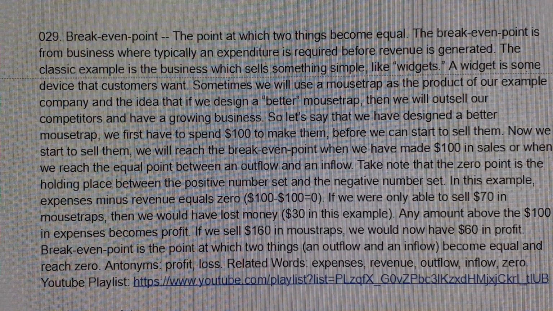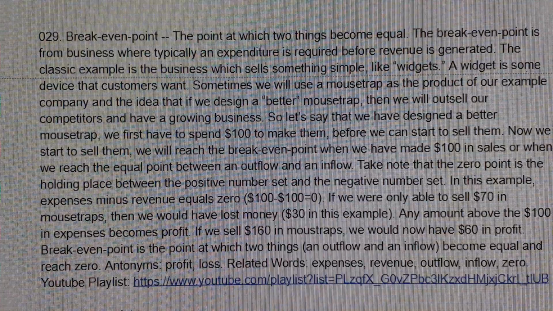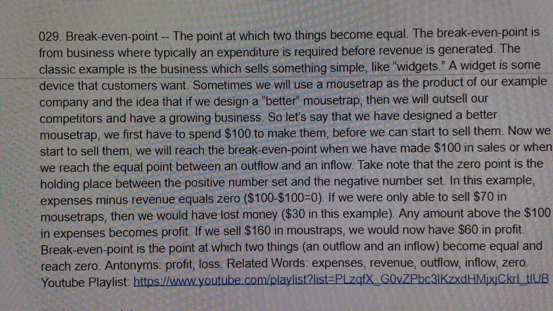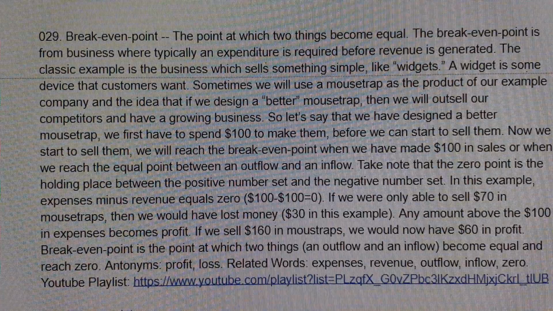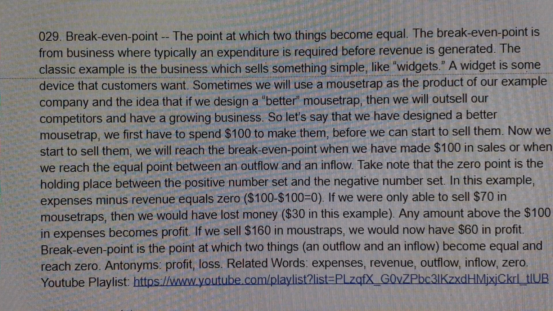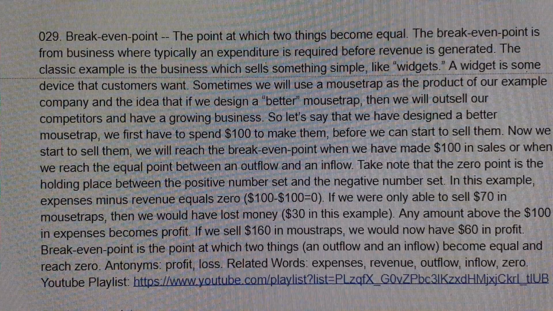Take note that the 0 point is the holding place between the positive number set and the negative number set. In this example, expenses minus revenue equals 0, parentheses, $100 minus $100 equals 0, end parentheses.